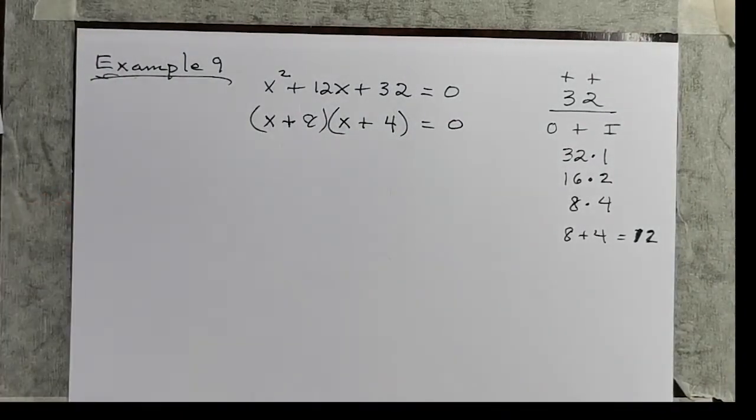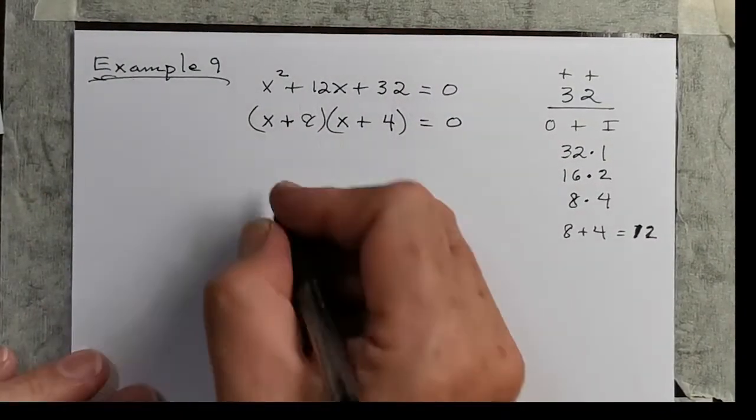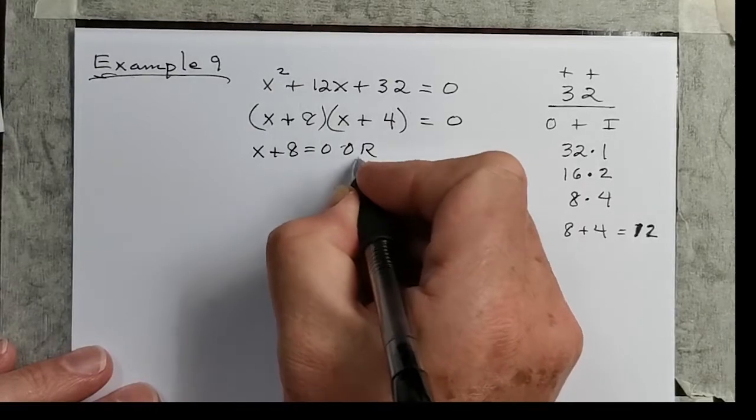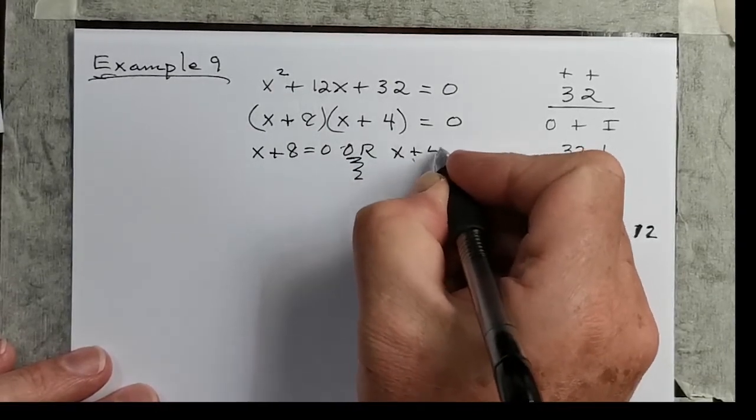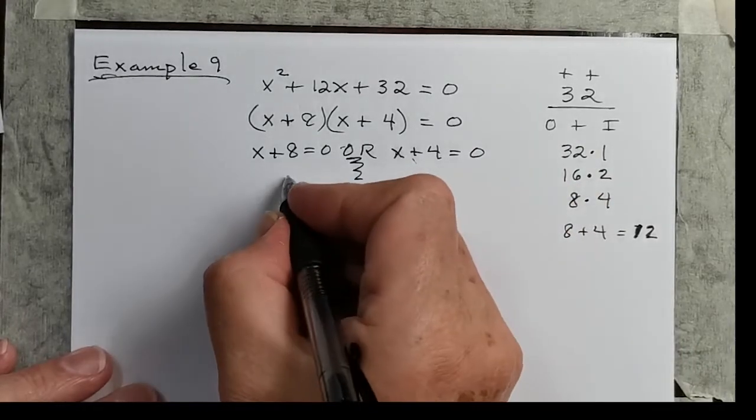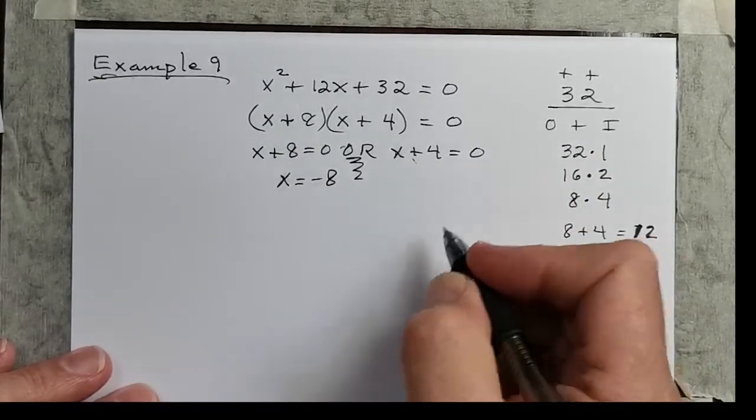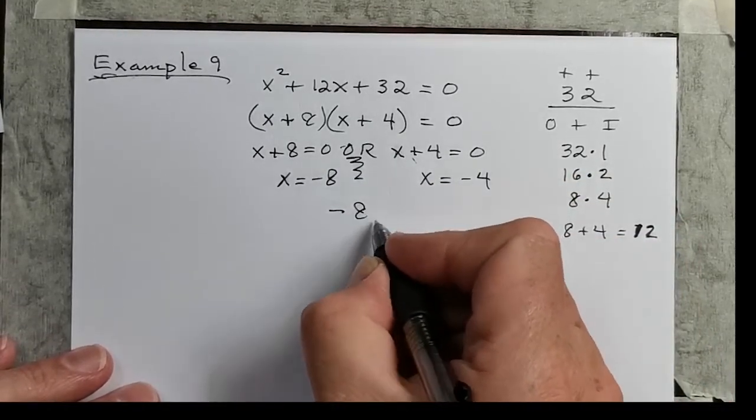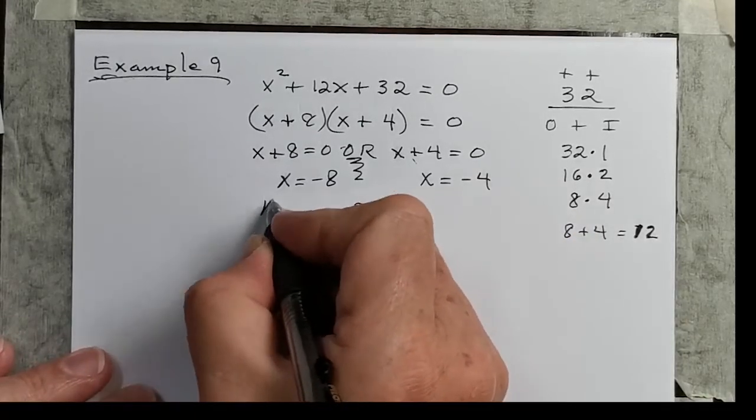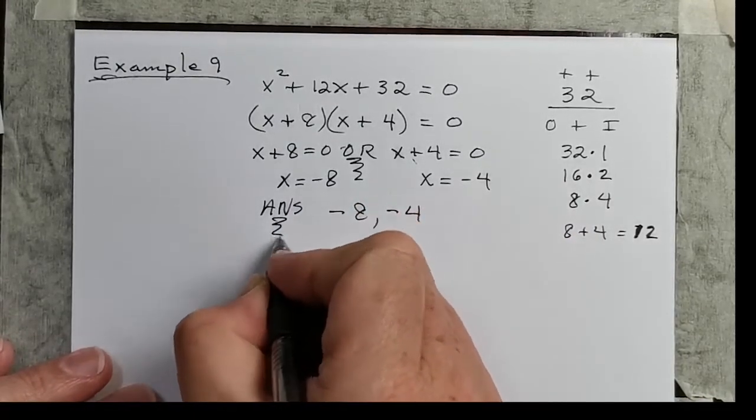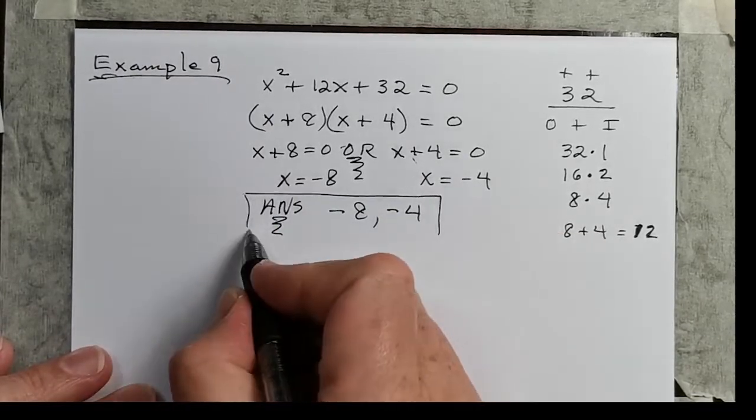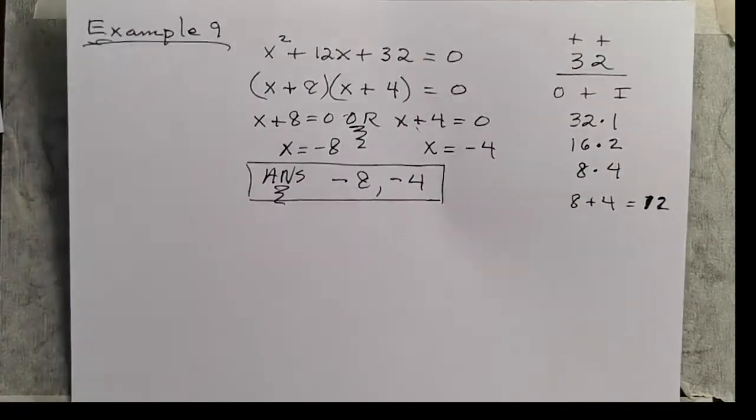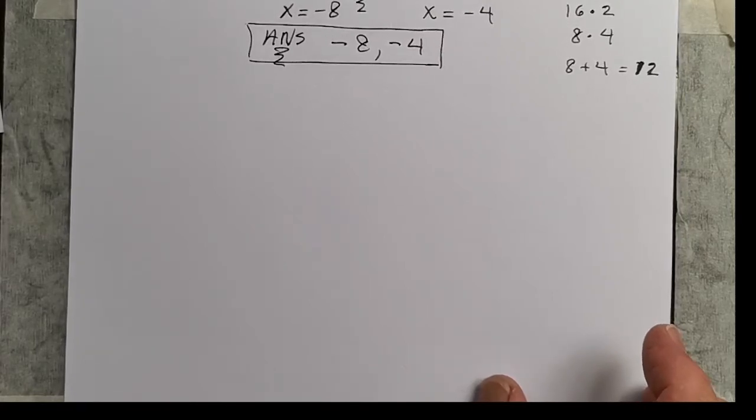So here we're factored, and if the first term is 0, that means that x plus 8 would be 0, or x plus 4 would be equal to 0. In the first case, x would have to be negative 8. In the second case, x would have to be negative 4. So our answers now are negative 8 and negative 4. These are our two possibilities for x, negative 8 and negative 4. That's example number 9. Let's move to example number 10.